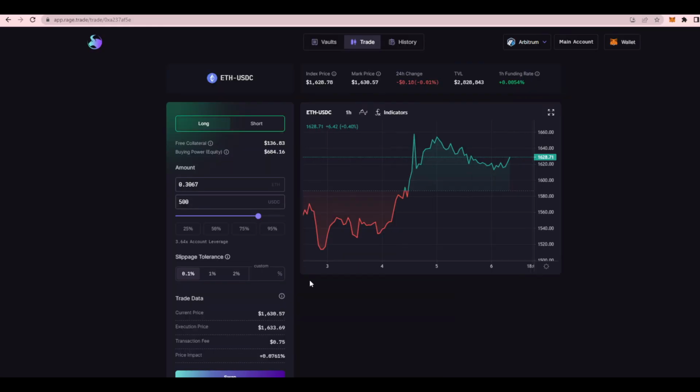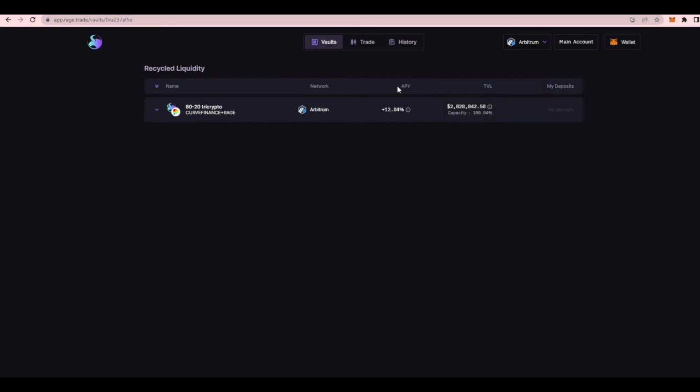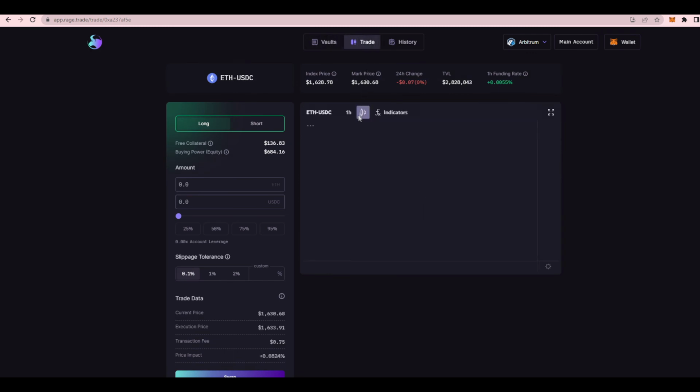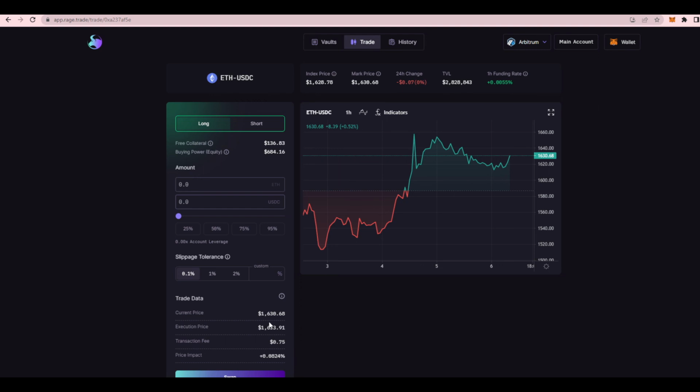But I will say Rage Trade is still very much in its early stages. The vaults have a very small amount of TVL. This is going to rise in the future as well. This is only opened up on Arbitrum right now, and you only have TryCrypto in here for LP, and so of course it's going to get more liquid, and then all of these problems that you're going to see here are going to vanish in the future.